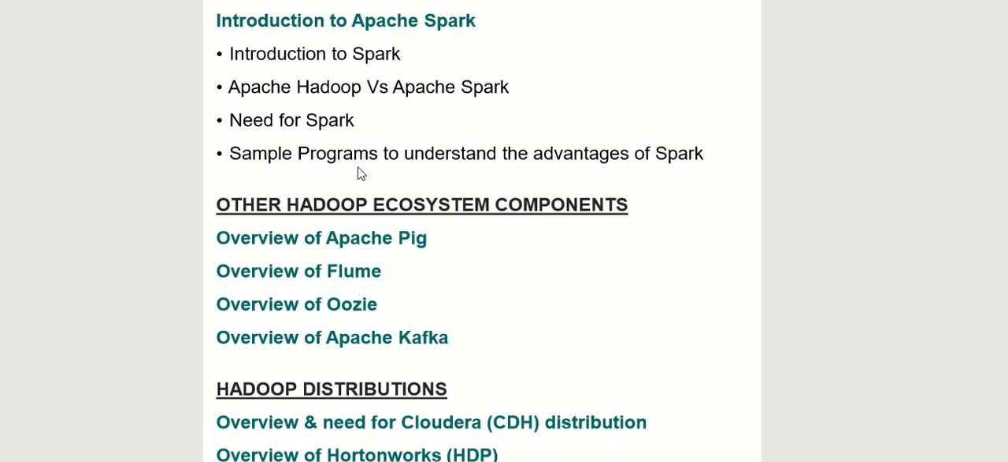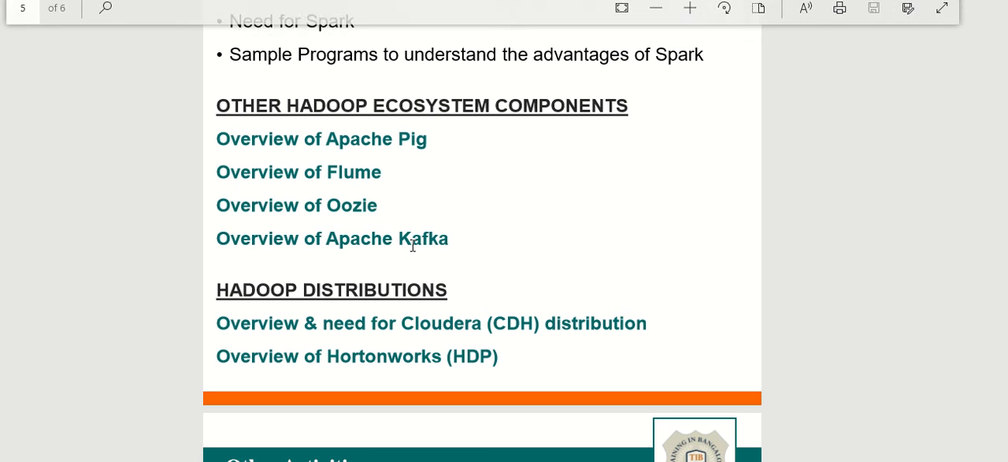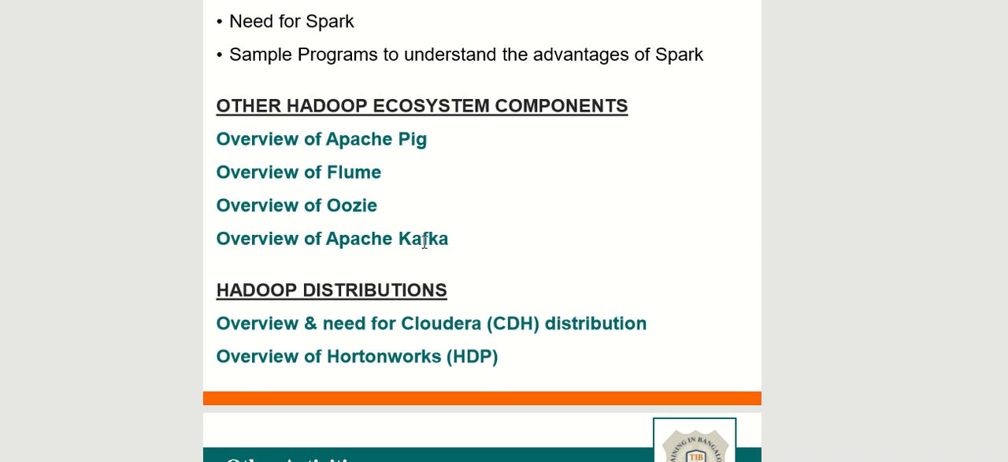So apart from Spark, we must cover the other ecosystem components, at least the overview of Pig, Flume and Oozie. These components we are not using much these days in projects, but still it is very important that you understand the concepts of Pig, Flume, and Oozie, and one of the most important message brokers in the market, Apache Kafka. So again, it is very important, so we need to cover the overview of all these other Hadoop ecosystem components as well. And then you would have heard the distribution names like Cloudera or Hortonworks, right? So it is very important that we understand what is meant by Cloudera, and why exactly we should go for Cloudera or Hortonworks. So these are the parts of our curriculum.